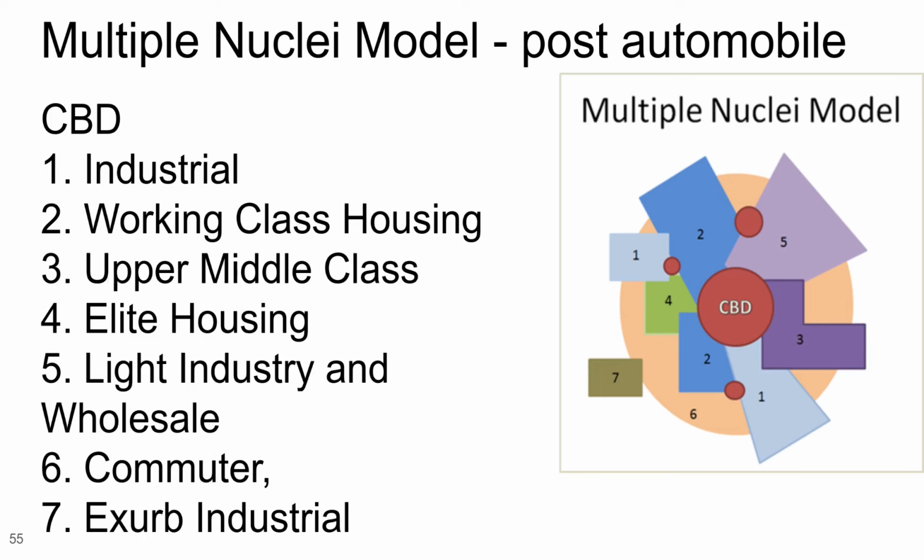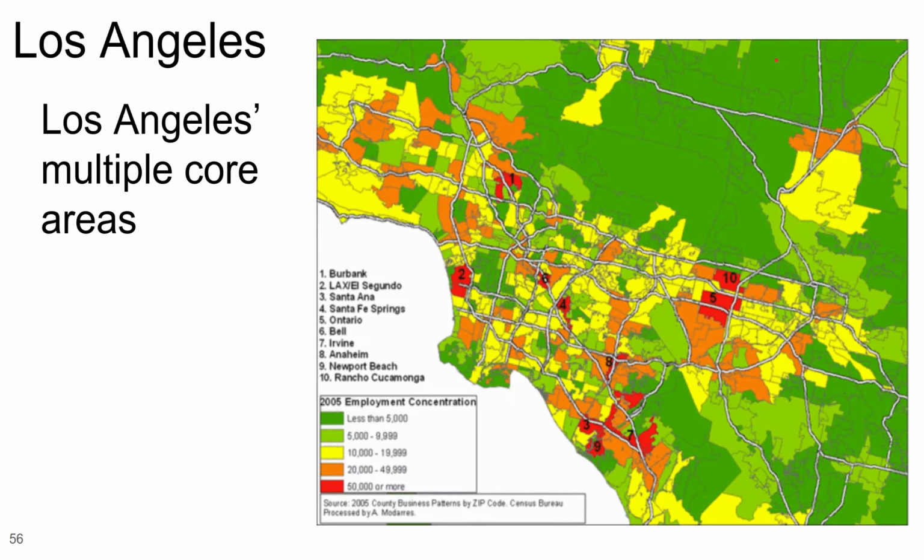commuters, and exurb industrial, like industrial parks that are on the outside of town. So this is all because of automobiles, and it doesn't matter where anything is anymore.